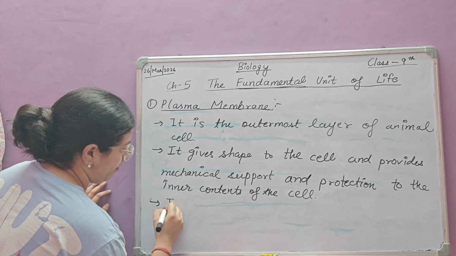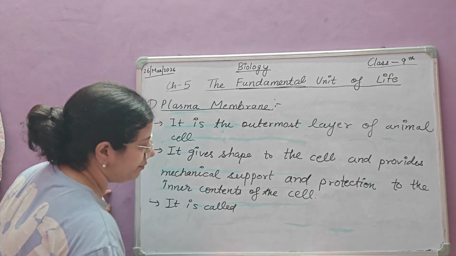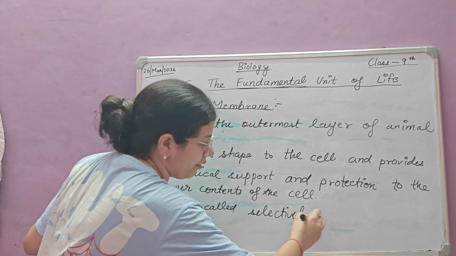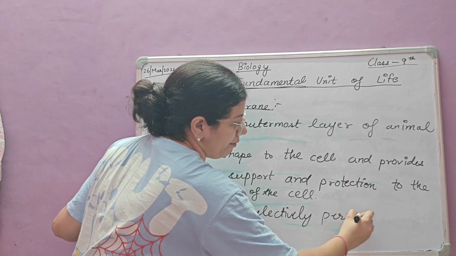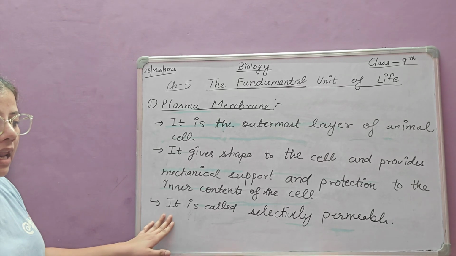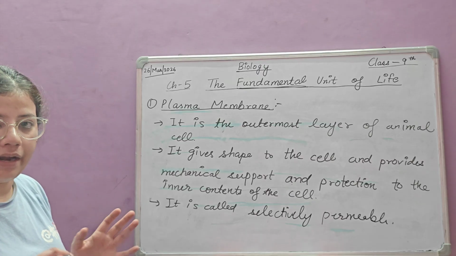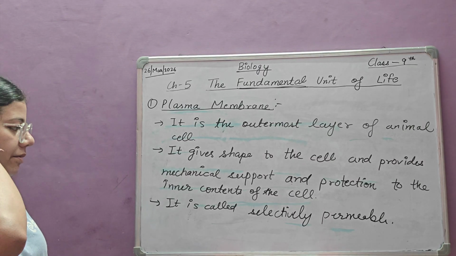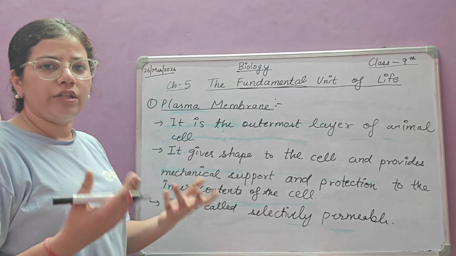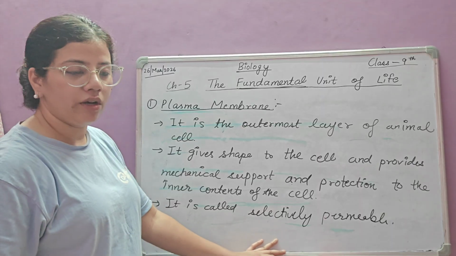called selectively permeable. Why selectively permeable? Because it allows only some materials to enter and leave the cell. It selects the things that are meant to be inside the cell and outside the cell. And it is highly flexible in nature.